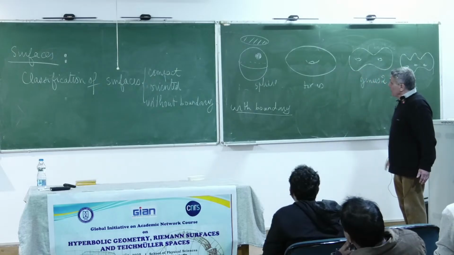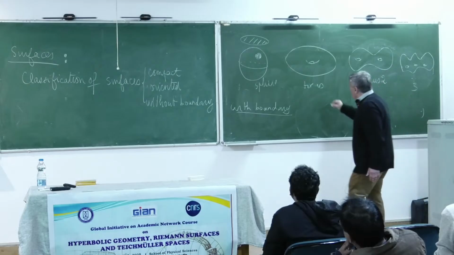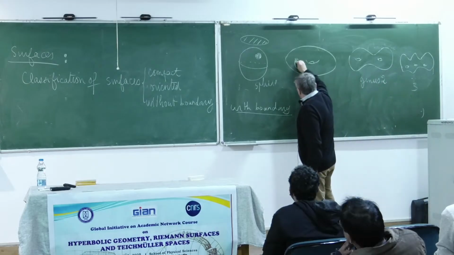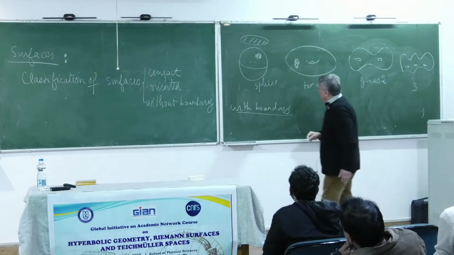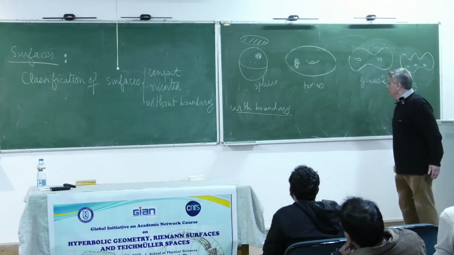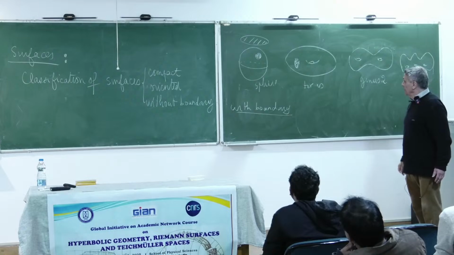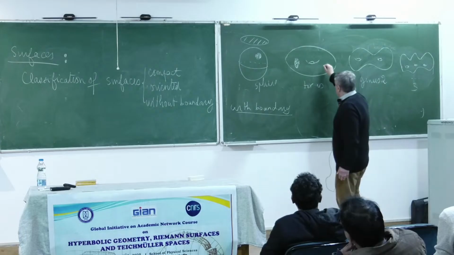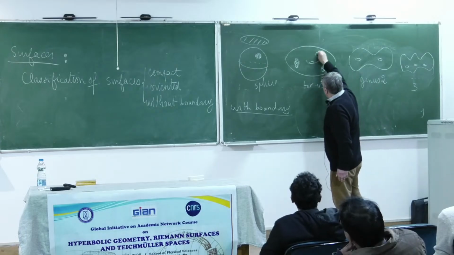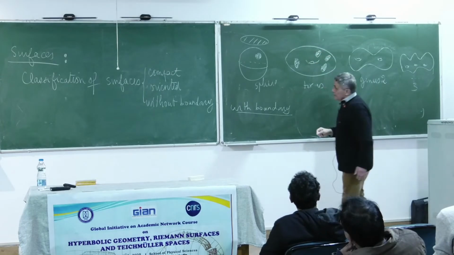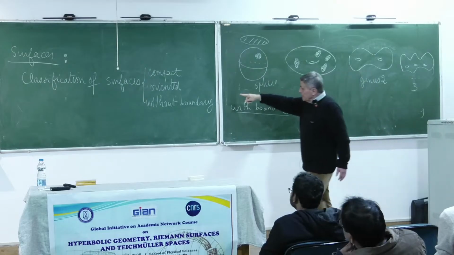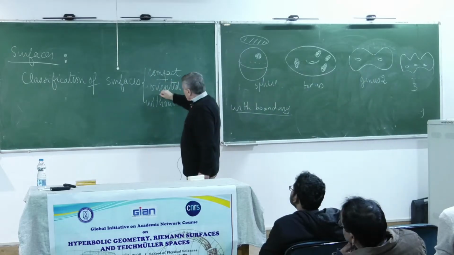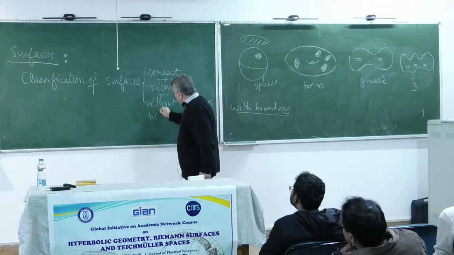The torus, when I remove a disk, I get something which is not a planar surface. It will still be a surface of genus 1. I can remove 2 disks. I can remove 3 disks. I can remove 4 disks. So now you know what is a compact oriented surface with boundary.